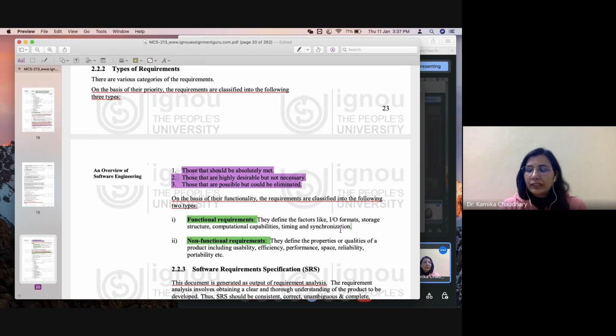And factors like what the input-output format will be, which kind of storage structure I'm going to use, what type of data structures are going to be present, how much the computational capability of the system will be, how I'm going to establish synchronization among the various modules of my system. All these things come under the functional requirement, and the qualitative aspects like usability, efficiency, performance, space, reliability, all these points come under the non-functional requirement.